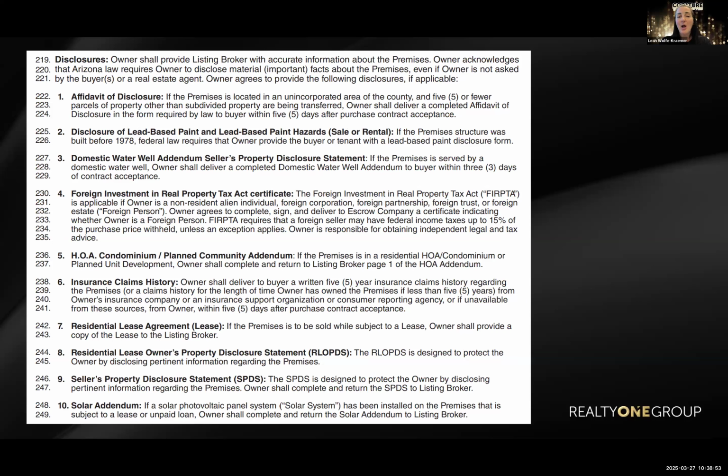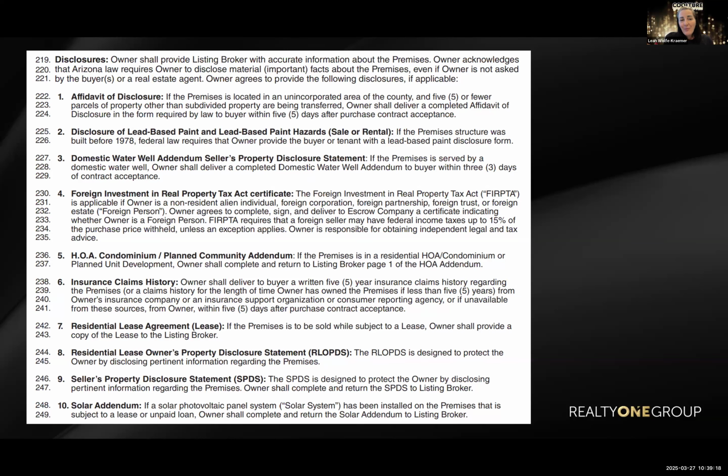Okay, and we have the SPDS to help facilitate that, but there's actually a whole bunch of documents that can help. If it applies, any of these documents are considered part of seller disclosures that would have to be supplied as part of the contract process. Your affidavit of disclosure, your lead-based paint, your water well addendum, and the water well addendum disclosure, property disclosure statement. There's two of those when you're looking, FYI.